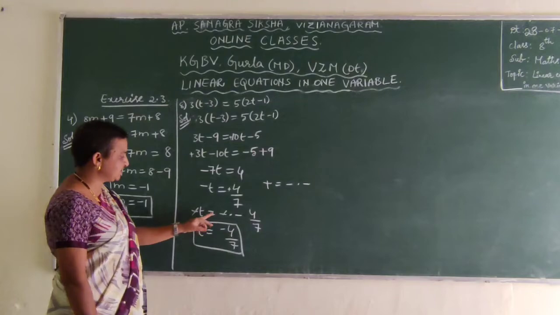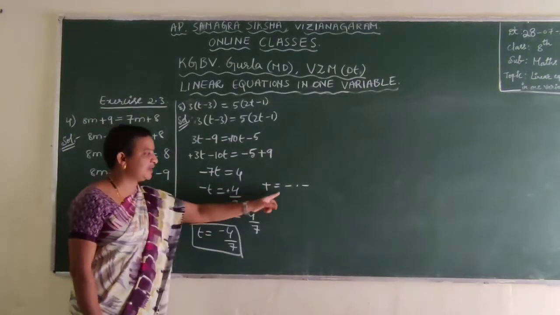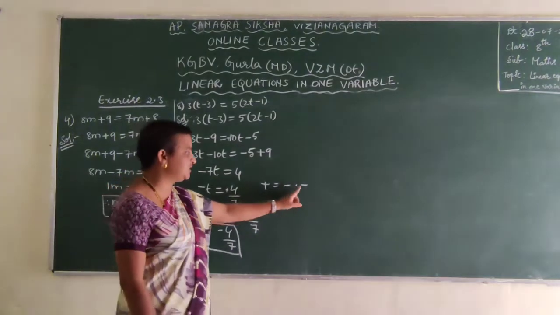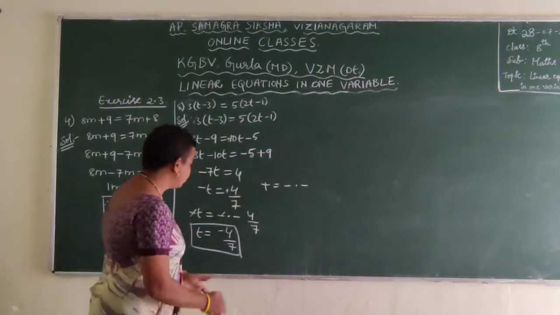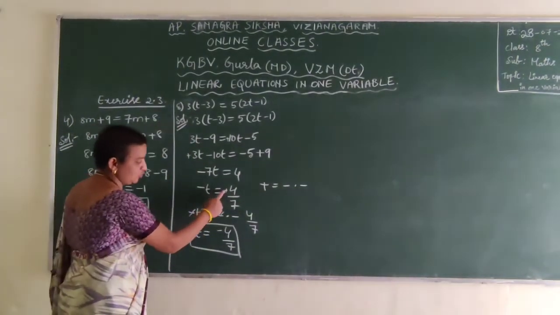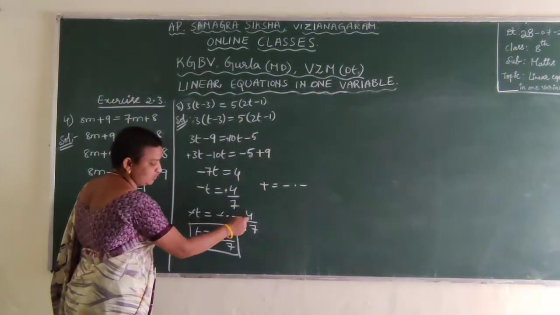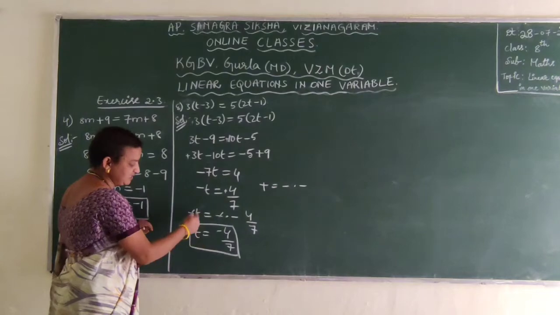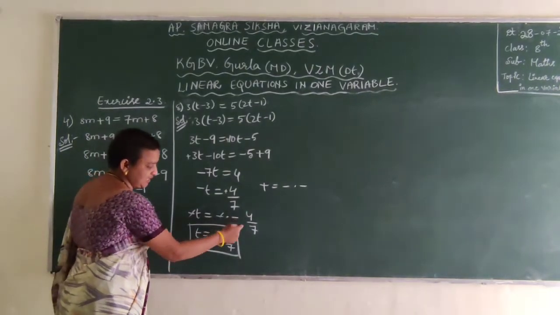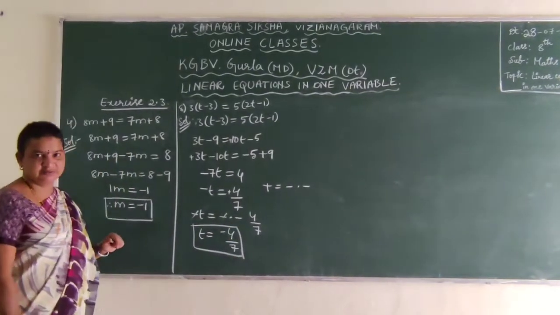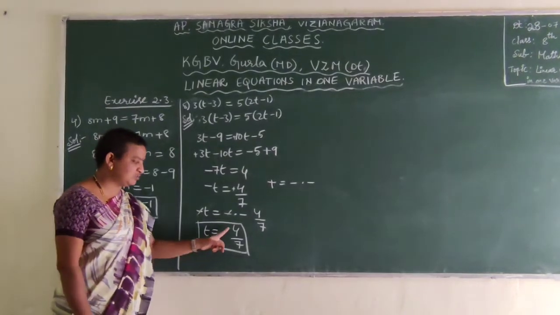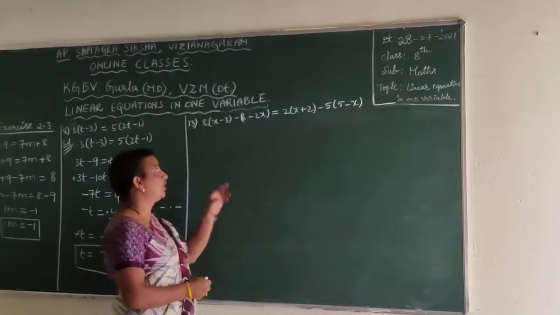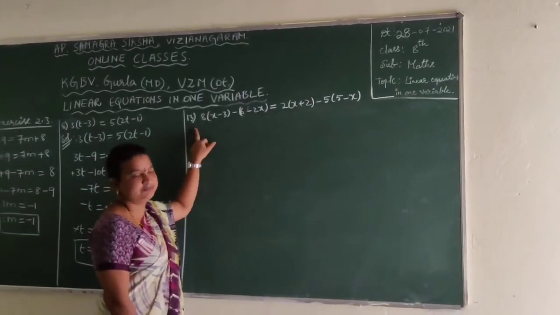Minus t is equal to, plus means there are 2 minuses. Minus into minus is equal to plus. So minus t is equal to minus into minus 4 by 7. If we cancel minus on both sides, we will get t is equal to minus 4 by 7. So the value of the variable is equal to minus 4 by 7. Is it clear, children? Okay, next, 13th problem.